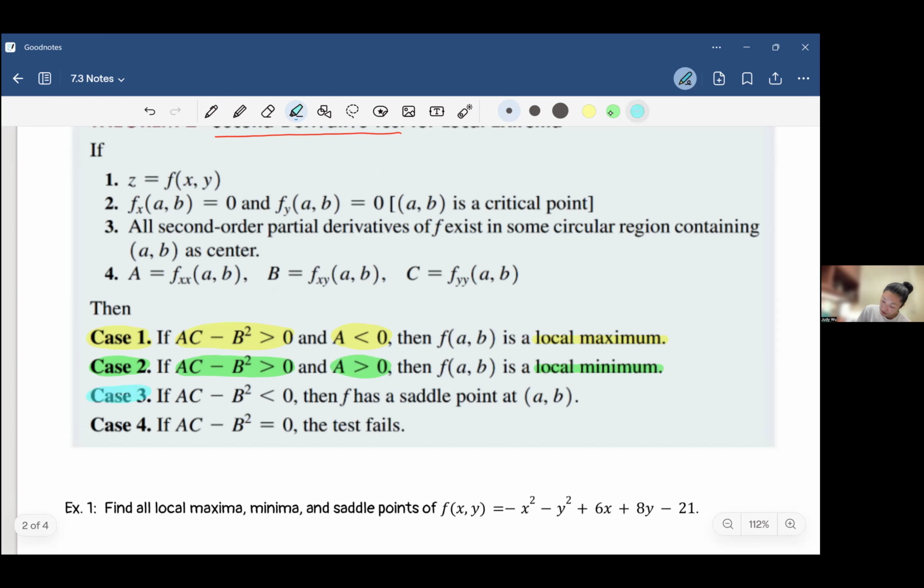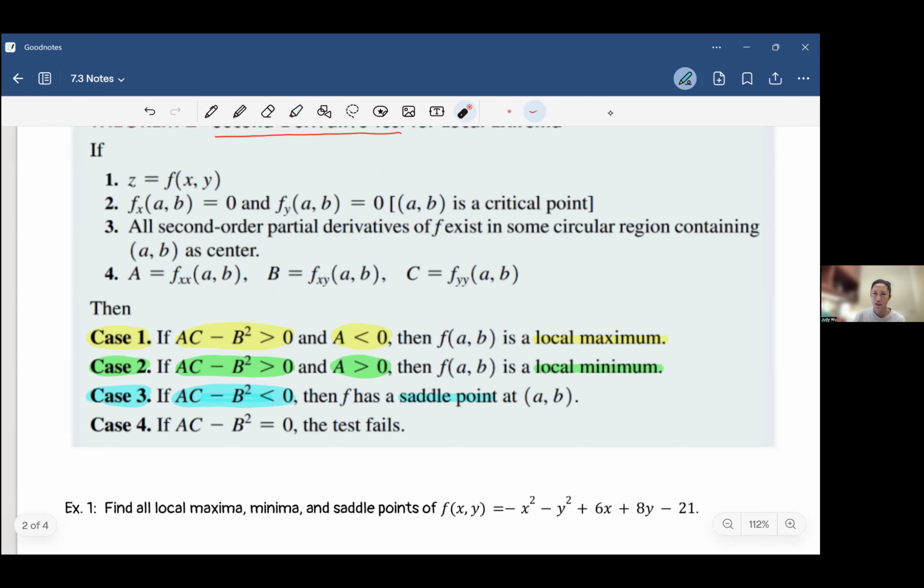And then case 3, that same formula we've been using, let's say we plug in our second partials and we get a negative number, that automatically tells us that we have a saddle point at that location. Okay, now those are going to be the 3 cases that we really focus on.